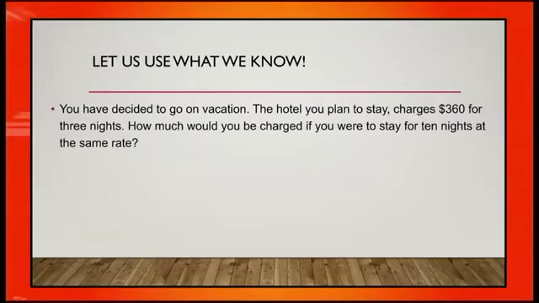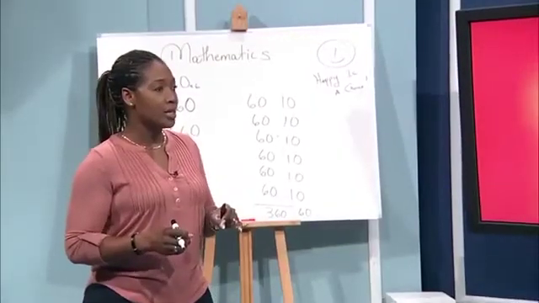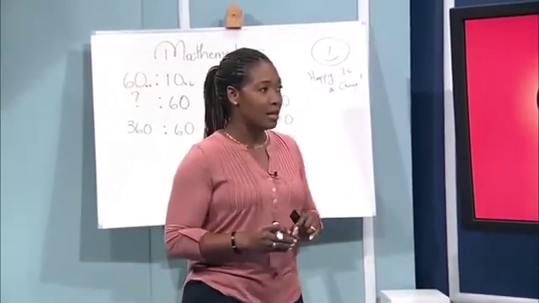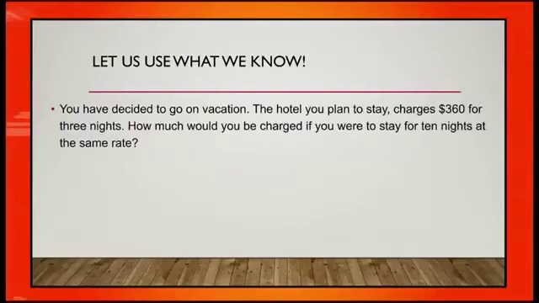All right, let's look at another scenario. You have decided to go on a vacation. The hotel you plan to stay at charges $360 for 3 nights. How much would be charged if you were to stay for 10 nights at the same rate? All right, so you can do 2 things. 3 nights, 360. You could try to figure out how many sets of 3 nights you can get from 10. As you can see, from 10 you'd get 3 sets and 1 night left over. So that may not work so easily for you.